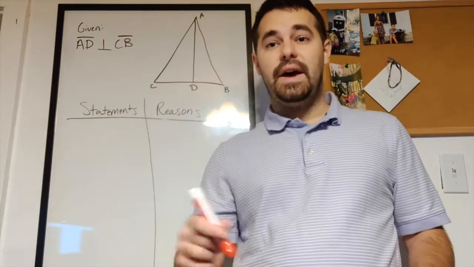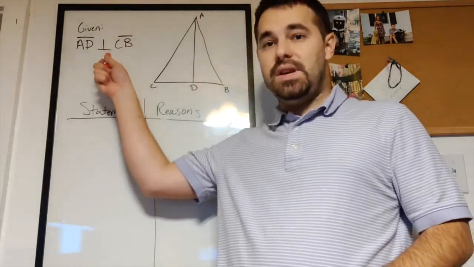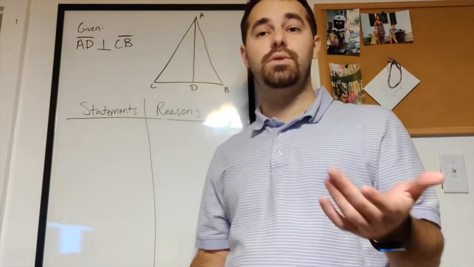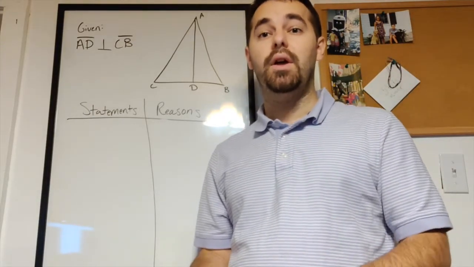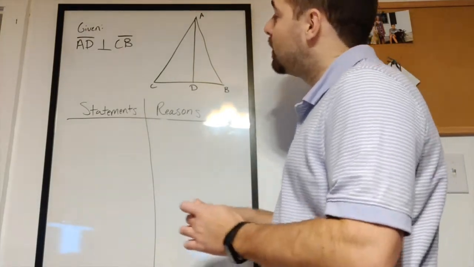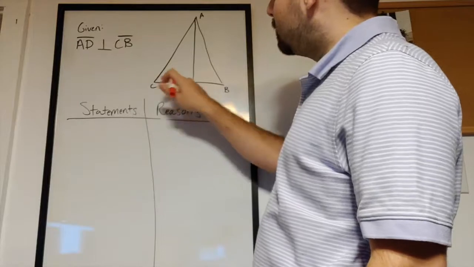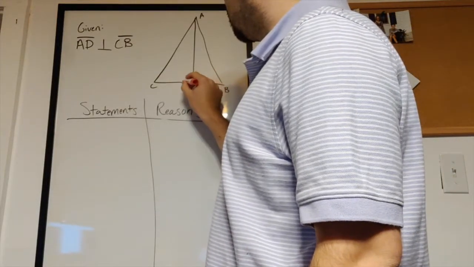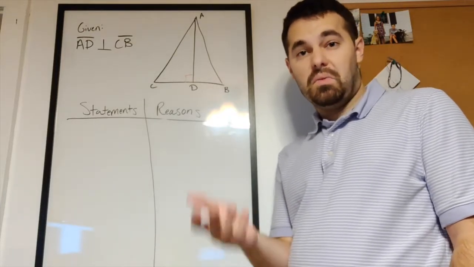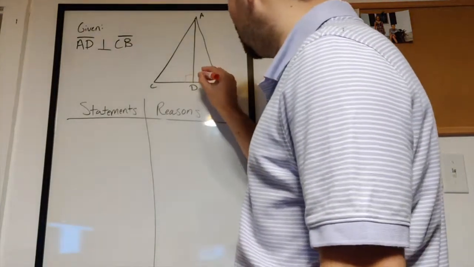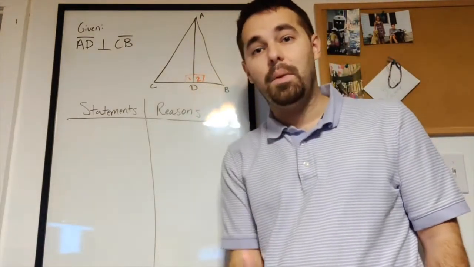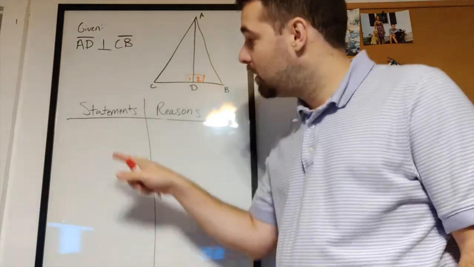Perpendicular lines. That's what this little upside down T in between two line segments represents. It represents that the two line segments are perpendicular. The definition of perpendicular says that we get some right angles. So if AD is perpendicular to CB, I'm going to draw in a box right there. And if it's perpendicular, we can draw a box on both sides of that line. To make my life a little bit easier, I'm going to number those angles 1 and 2.